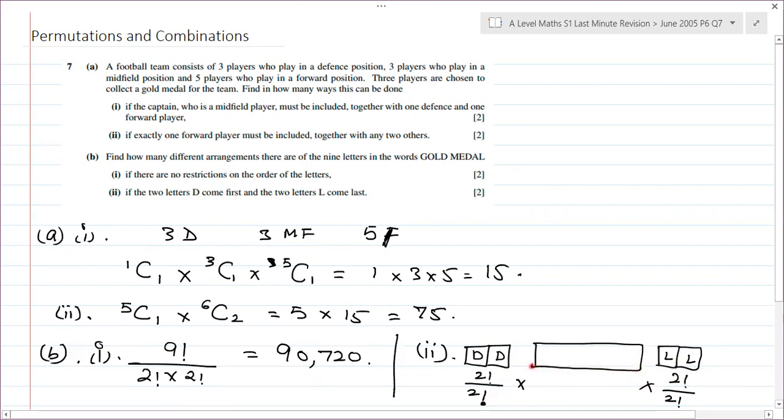There are 9 letters. So we have used 2 over here, we have used 2 over here. So we are left with 5 over here. So that's 5 factorial. And these are the only 2 letters that were repeating. So 2 factorial divided by 2 factorial multiplied by 5 factorial multiplied by 2 upon 2. So the answer would be just 5 factorial, which is 120. So the answer to part B part 2 is 120.